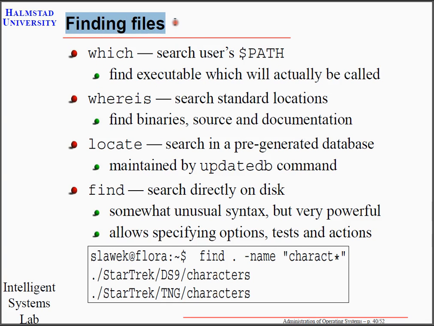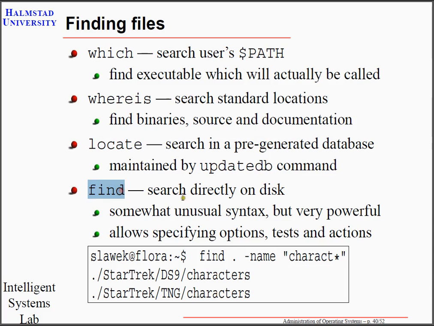It's interesting to know about different ways of finding files. If you know that you are interested in some particular file but you don't know where it is, there are different ways of doing it. You can use which to search for executables within the user's path variable. You can use whereis, which will search the standard locations. You can use locate, which is fast because it uses a pre-generated database of files, but it's not necessarily up to date because it requires the updatedb command to be run.